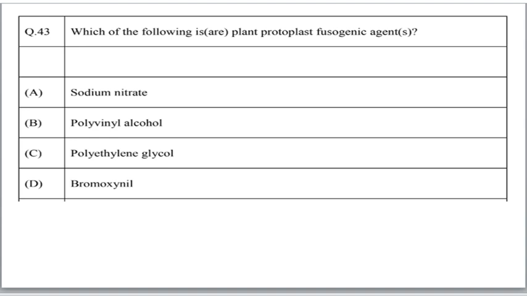Okay, so you don't need to challenge the answer for this particular question, because the same YouTube channel which has provided the answer key mentions only option B and option C are correct. But when I analyze the Satyanarayana book for biotechnology, they mention sodium nitrate, polyvinyl alcohol and polyethylene glycol, and sometimes calcium and magnesium ions can also be employed as plant protoplast fusogenic agents. So don't challenge this particular question.